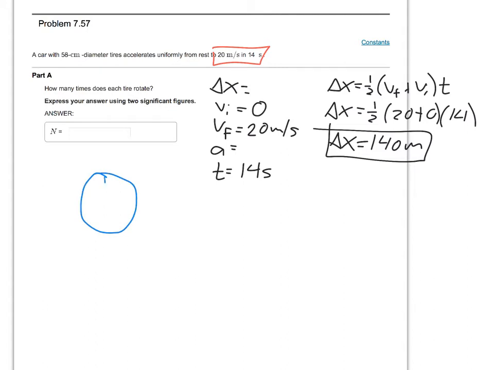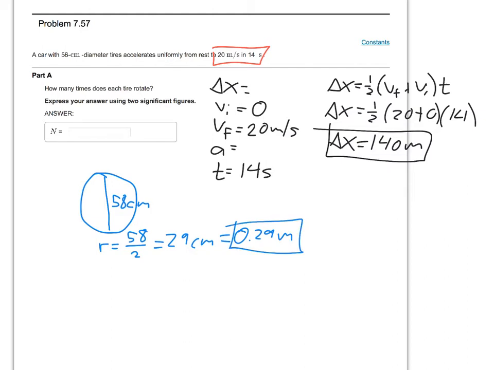Okay, so I know that my diameter here is 58 centimeters, which means my radius is going to be half of that, 58 over 2, or 29 centimeters. And I'm, of course, going to convert that into meters, so 0.29 meters. So that's going to be the radius I use. And I'm going to use that in the equation delta x equals r delta theta. So I know my linear displacement is 140, my radius is 0.29, and so I can solve for my angular displacement.